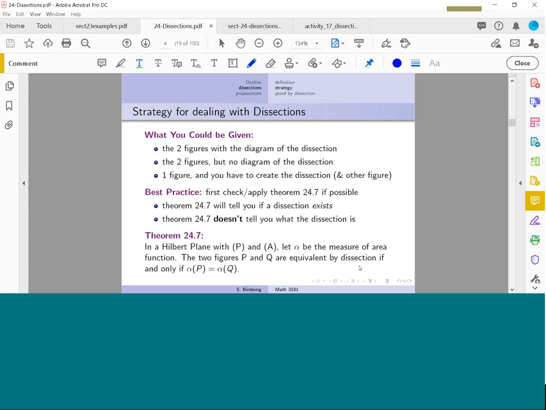But if you're searching for the dissection and you are able to calculate the area first, this is a quick way to check to see if a dissection exists. For example, if the areas of the two figures are different, there's no way a dissection would exist, and that would save you some work.